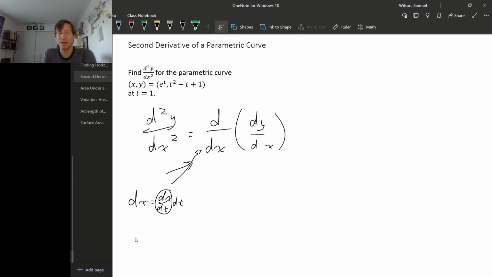But there's another way to think about it. So derivative with respect to x, the chain rule says the derivative with respect to x is the derivative with respect to t.